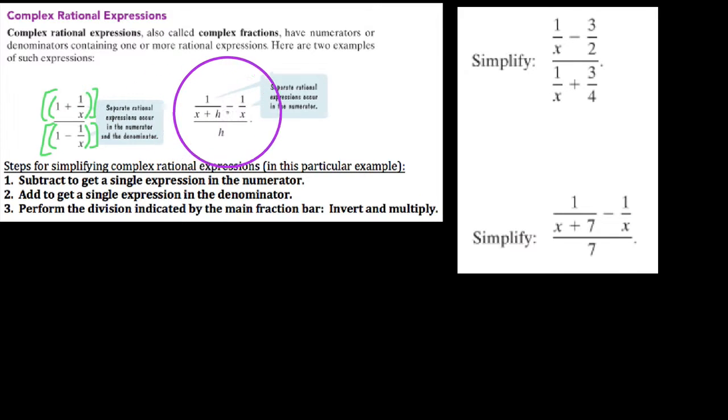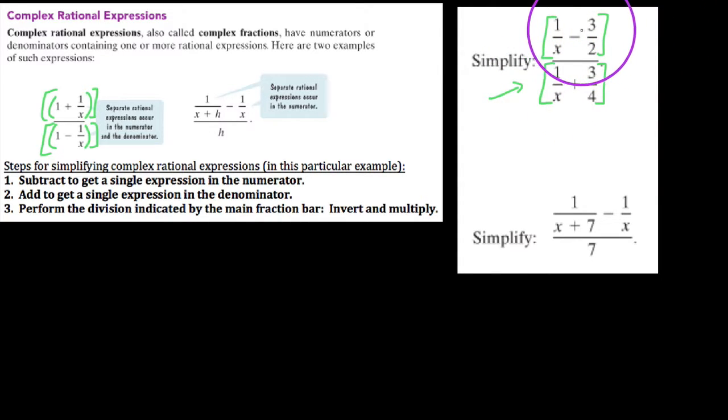So I've got a couple examples of what a complex rational expression might look like, but the steps we'll take to deal with these basically say that we'll subtract to get a single expression in the numerator, add to get a single expression in the denominator. Basically, go ahead and do the addition or subtraction of the ratios in the numerator first and then in the denominator, and then we'll just go ahead and do division between the numerator and denominator. So just to show you what I mean, we'll take a look at this first example. We've got 1 over x minus 3 halves, and that's being divided by 1 over x plus 3 fourths.